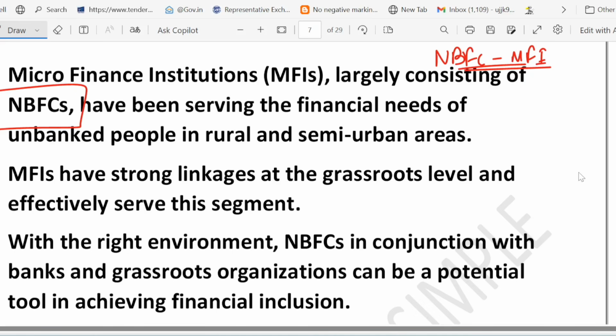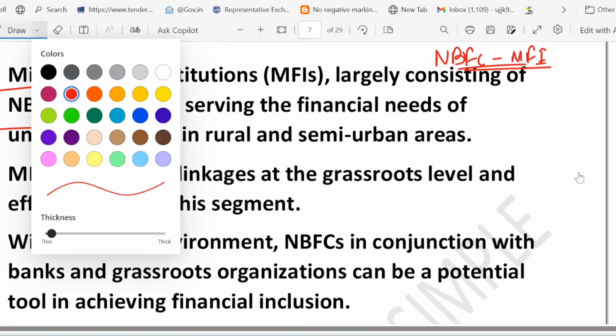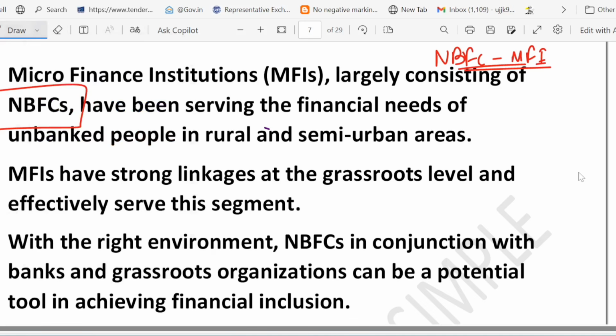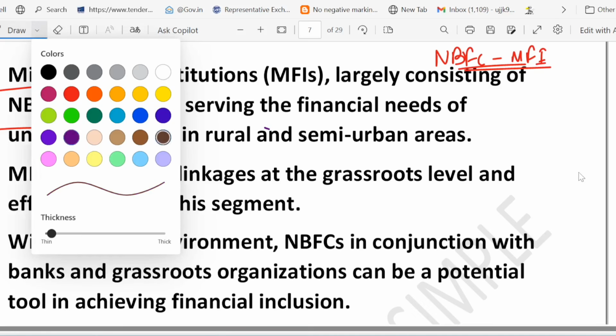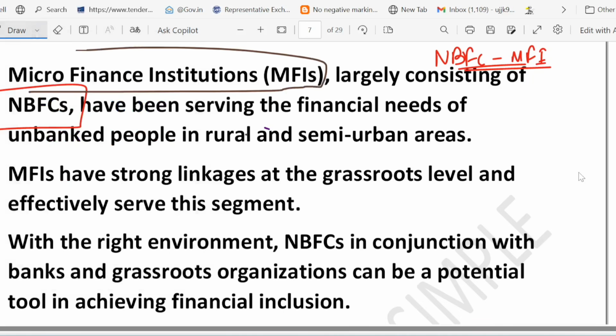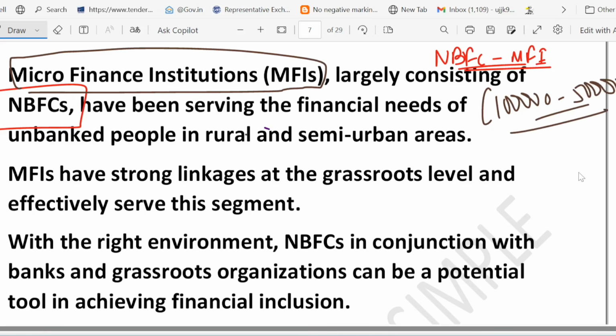We will see how NBFC and MFI are transforming lives in rural areas. First of all, before diving in, let's understand what an MFI is. What is the meaning of microfinance institution? MFI stands for microfinance institution. Most MFIs are NBFCs that give very small loans, in the range of 10,000 rupees to 50,000 rupees.